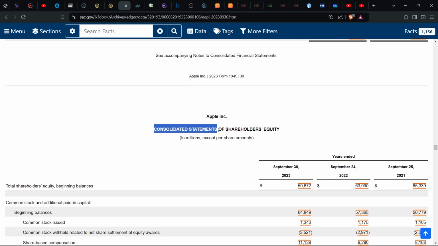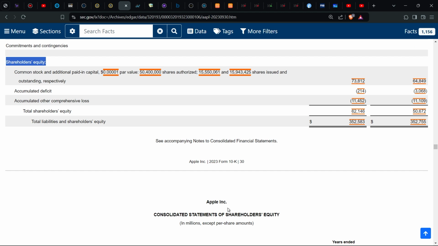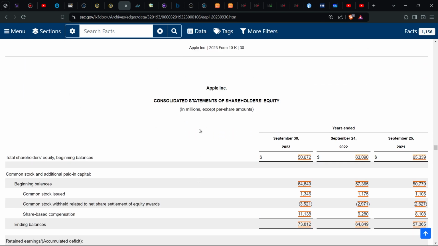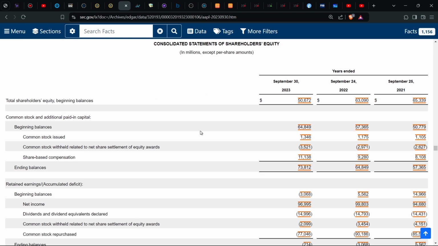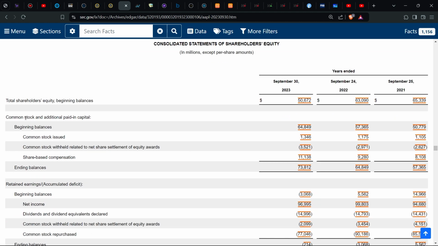You can see there's a consolidated statement of shareholders' equity. This is the same as this one. It's this part, shareholders' equity. It's just that some companies prefer to list it separately as its own thing. So, total shareholders' equity beginning balances. All these values are in millions except per share amounts. Common stock and additional paid-in capital.